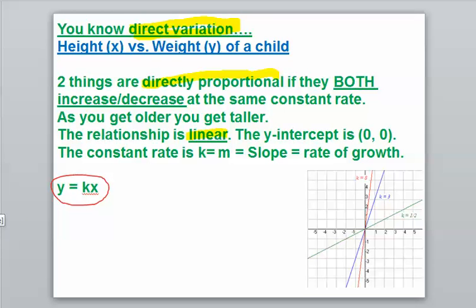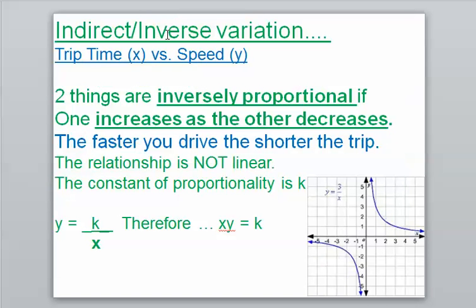Okay? So let's look at another one. An inverse variation. Inverse variation means that they change opposite of each other. That means as one increases, the other decreases. The faster you drive, the shorter the trip. The relationship is not considered linear at all. It is considered inverse. Okay?